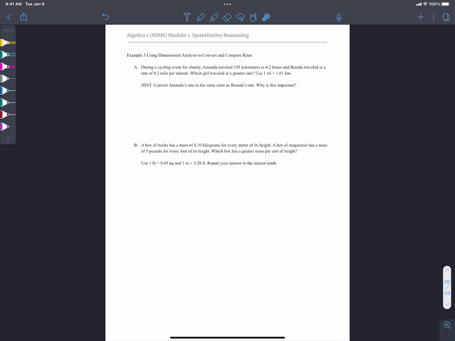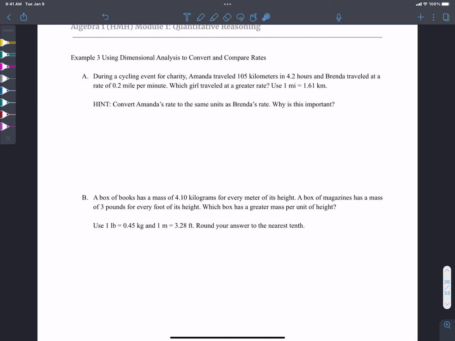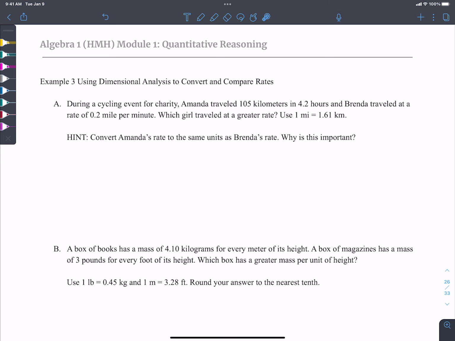Okay, so example number 3. Using dimensional analysis to convert and compare rates. So in this case, for a charity event, Amanda traveled 105 kilometers in 4.2 hours. And Brenda traveled 0.2 miles per minute. Oh my gosh. One is kilometers per hour. The other one is miles per minute. We don't really use either one, but internationally, kilometers per hour is actually the one that we use.